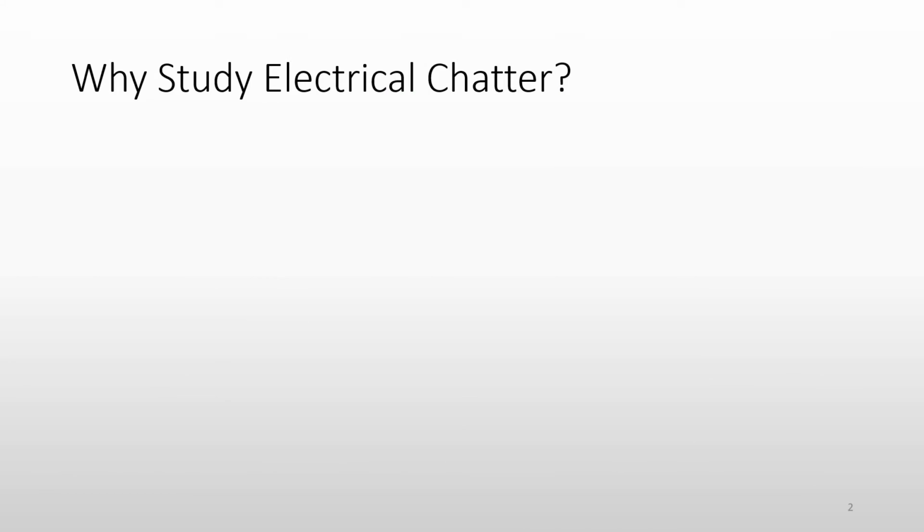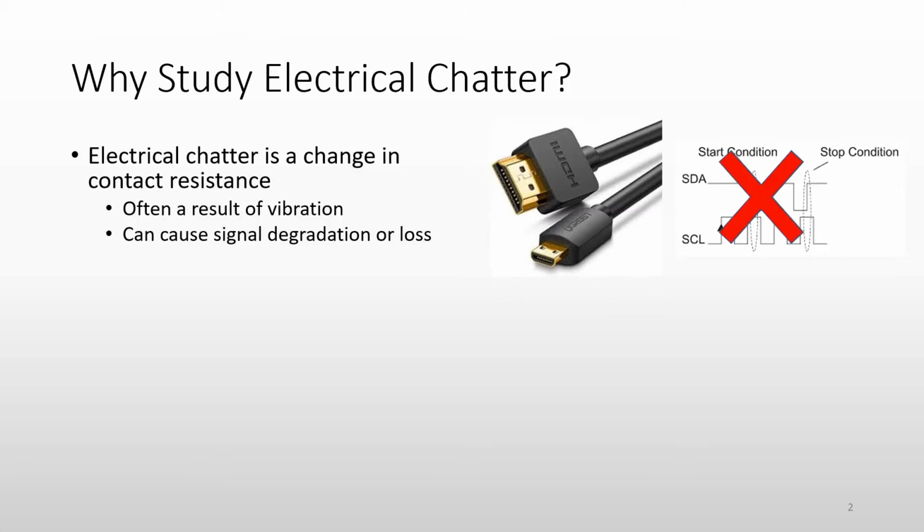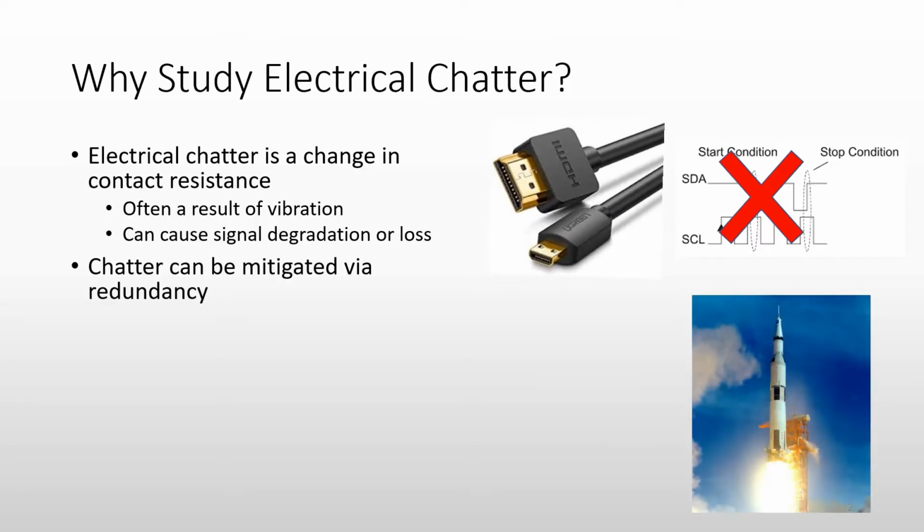So why should we study electrical chatter? When we want two electrical devices to communicate with each other, we often connect them physically using an HDMI port or a USB plug. However, electrical chatter is when there's a change in contact resistance of that physical interface, and it's often the result of vibration and can cause signal degradation or signal loss. When you have a mission-critical system, you could mitigate these losses via having redundant interconnects. However, we would prefer to avoid chatter overall.